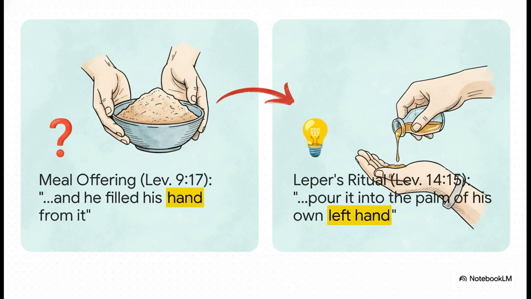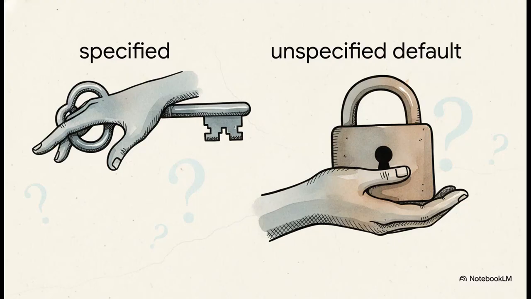If the text has to spell out left in this one case, it must mean that any other time it just says hand, the unstated default has got to be the right hand. I mean, it's a simple and pretty elegant solution. The generic word hand just defaults to the right, all because the text bothers to specify when it means the left. Case closed, right? Well, in the world of Talmudic debate, no theory ever goes unchallenged.